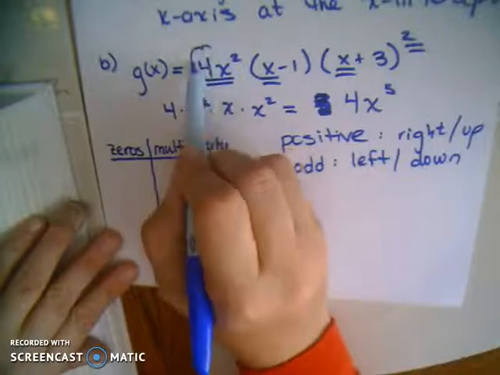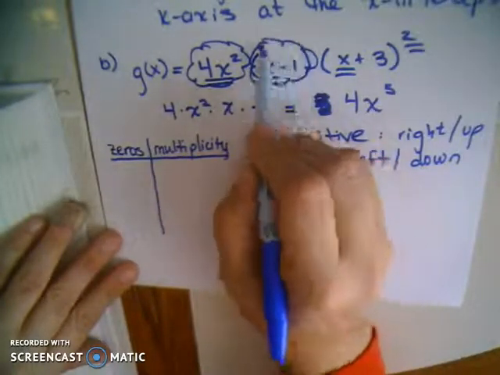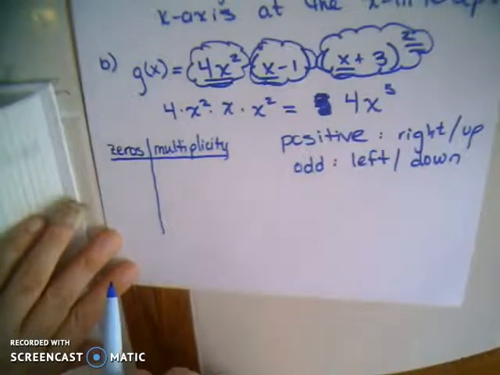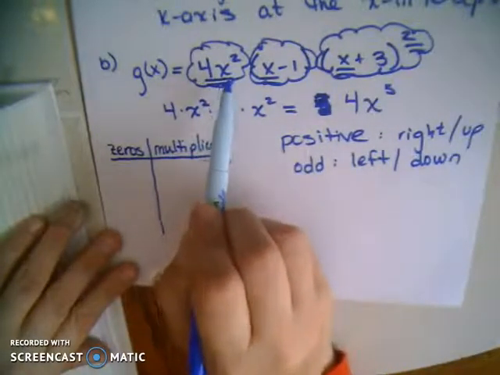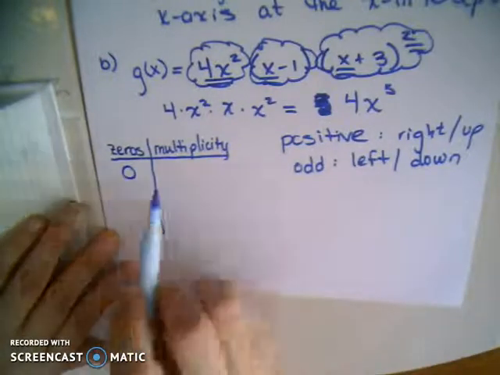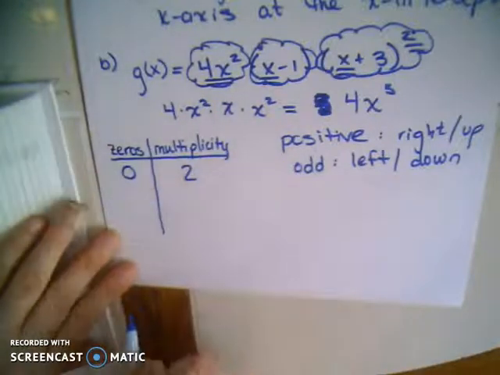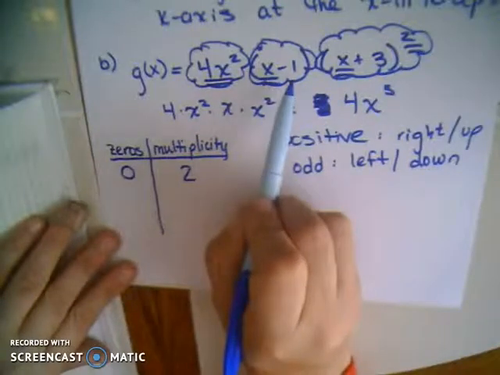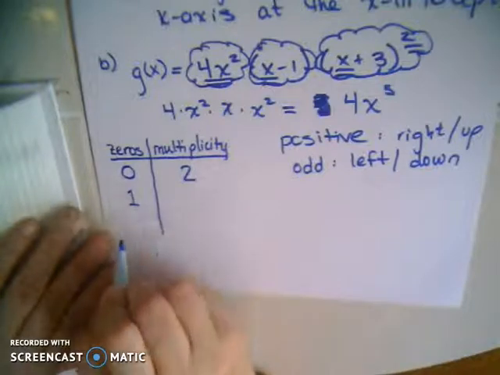So each of these three factors creates a zero. Since this thing is already factored for us, all we have to do is set each one equal to 0. So if I set 4x squared equal to 0 and solved, I would get x equals 0. And there is a power of 2, so it's multiplicity 2 on that factor. My next factor is x minus 1. If I set that equal to 0 and solve, I get x equals positive 1.